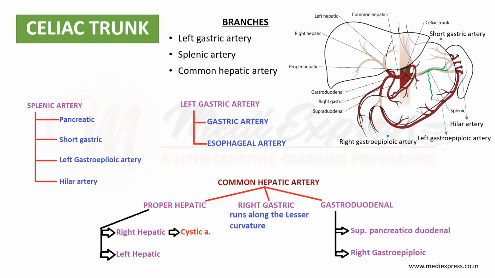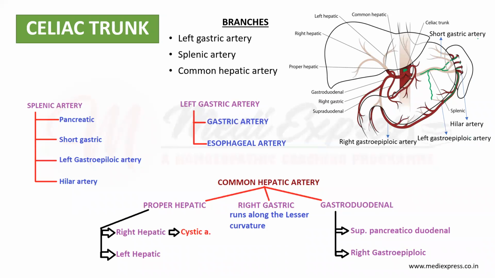It divides into the short gastric artery. Now, as the short gastric artery goes, it enters into the spleen, and that is what we call the hilar artery. And now, one more branch that goes beneath the stomach, and that is the left gastroepiploic artery.